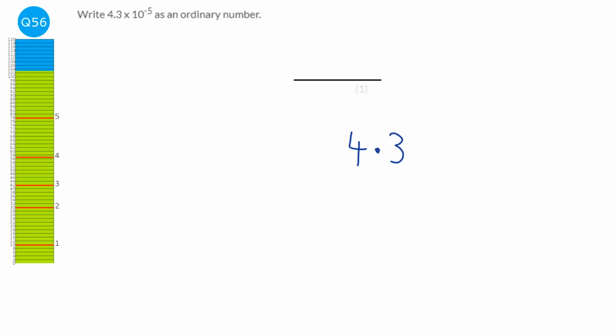Now we're going to do the amount of jumps that it shows in the power. So it says a 5 there, so we're going to do 5 jumps. And because it's a small number, we're going to go to the left to make it a small number. So we're going to go 1, 2, 3, 4, 5 jumps. So the new decimal point is going to be here. All the jumps that we made, we're going to fill in with zeros.